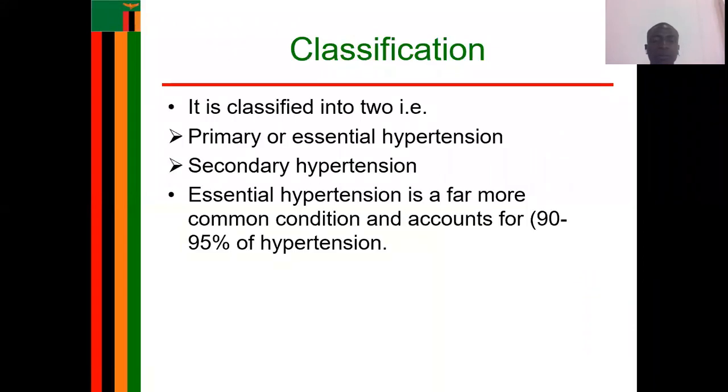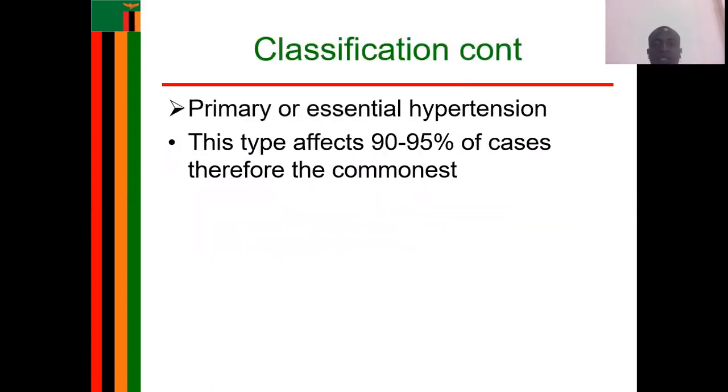Classification of hypertension. Hypertension is classified into two: primary hypertension and secondary hypertension. Primary hypertension is also called essential hypertension. It is so far the most common type of hypertension, which represents 90 to 95% of all hypertensive cases.